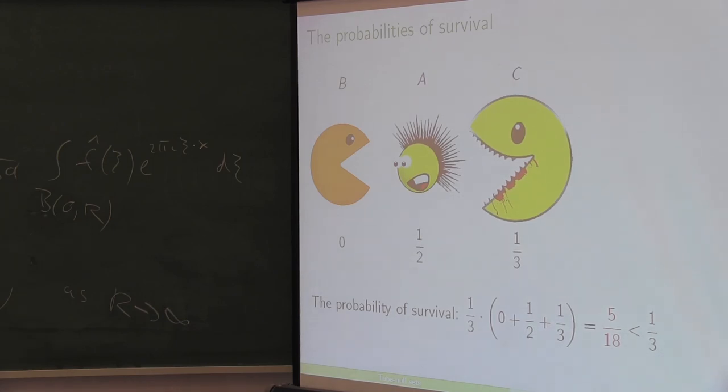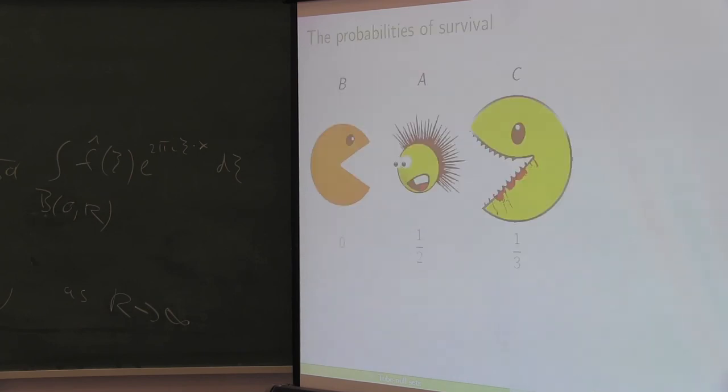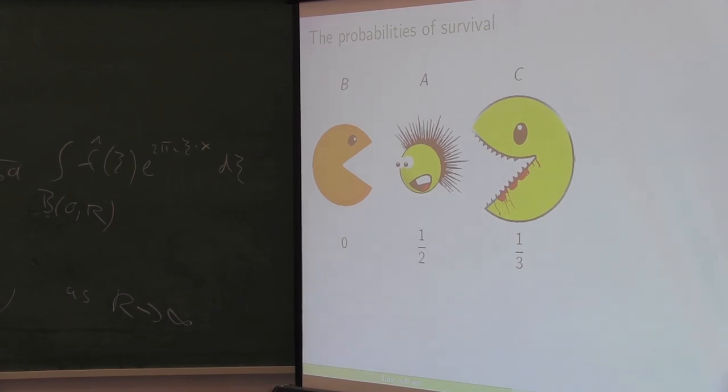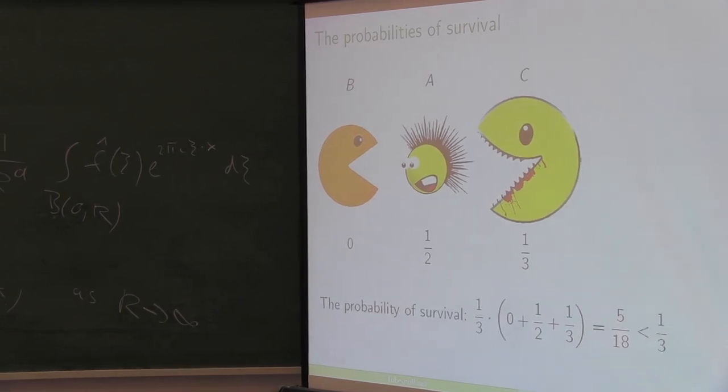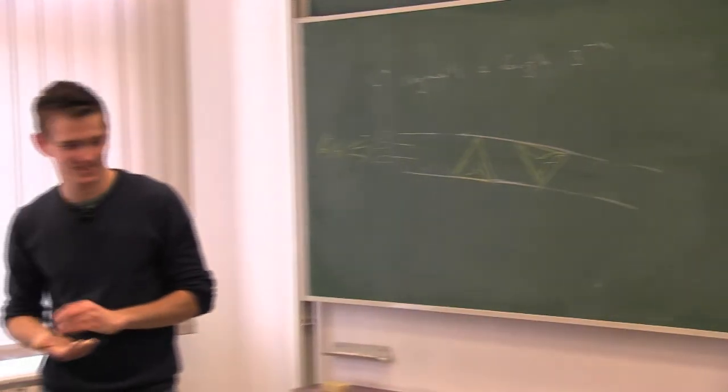And then you can make this precise and get a statement that is something like this. The reduced length is at least n over 3 minus C naught with an exponentially small probability, which will then prove the statement. So this is how you can use Beckmannian mathematics. Thanks.